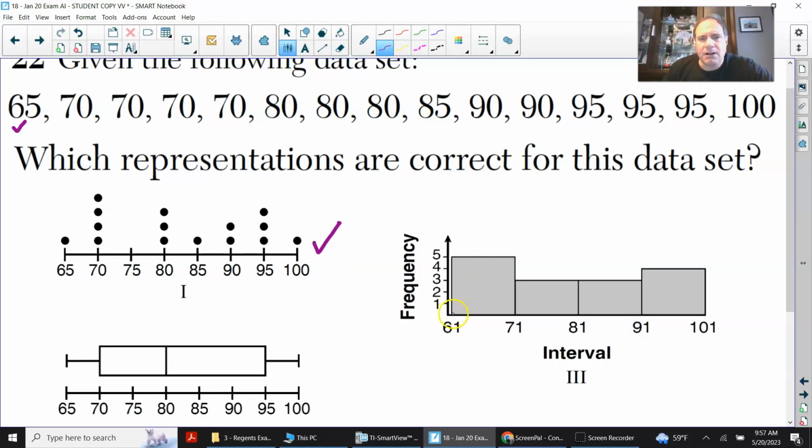table. And we have 5, 61 to 71. We have 5. Yep, 1, 2, 3, 4, 5. And then we have 3, 71 to 81, and that's 1, 2, 3. Yep. And then we have 3, 81 to 91. 2, 3. Yes. And then we have 4 the rest of the way, 91 to 101. And so this is correct.